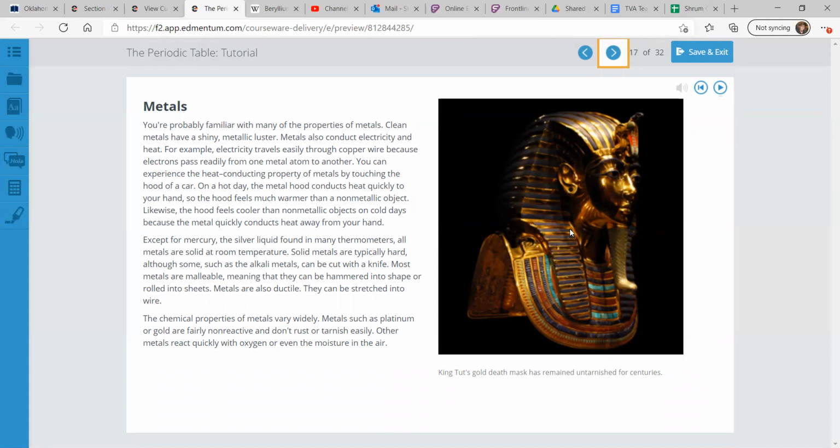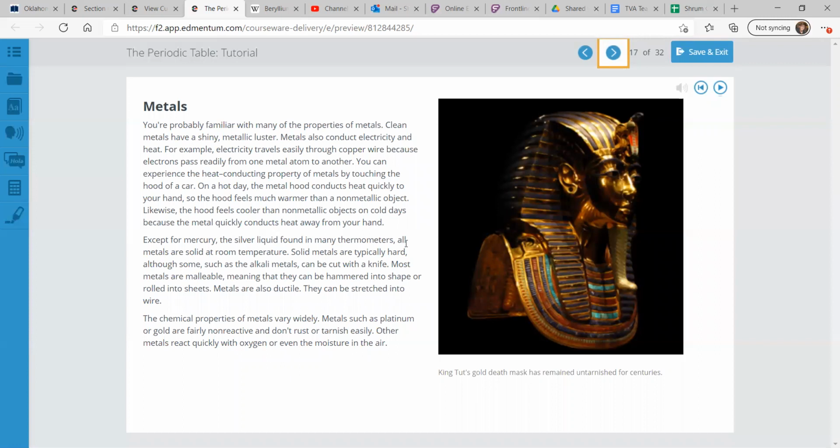Except for mercury, the silver liquid found in thermometers, all metals are solid at room temperature. Solid metals are typically hard, although some, such as the alkali metals, can be cut with a knife. Most metals are malleable, meaning they can be hammered into shapes or rolled into sheets and useful shapes. They are also ductile, so you can stretch them into wire.